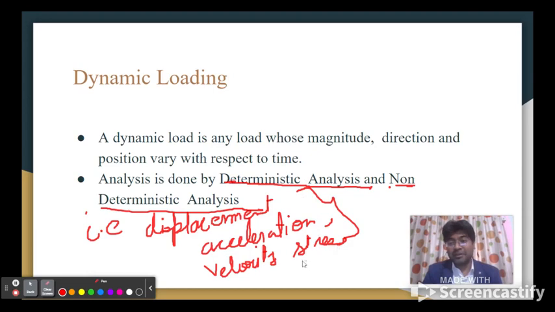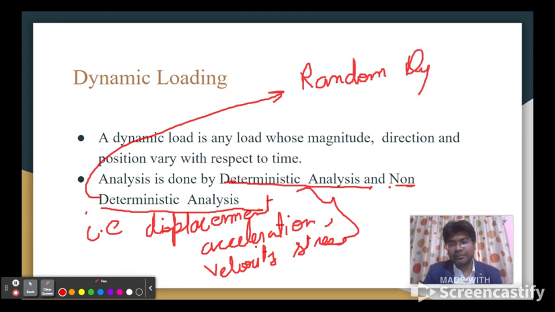Okay? For non-deterministic analysis, the responses like displacement, acceleration, velocity are not completely known. Okay, you only have some statistical information about the response. Okay. It is also known as random dynamic loading.